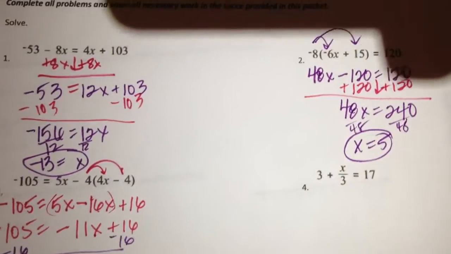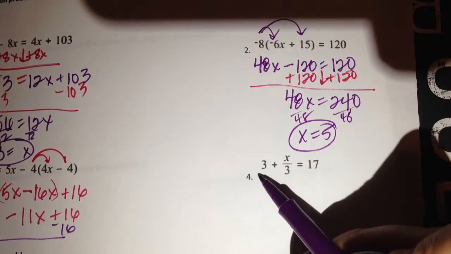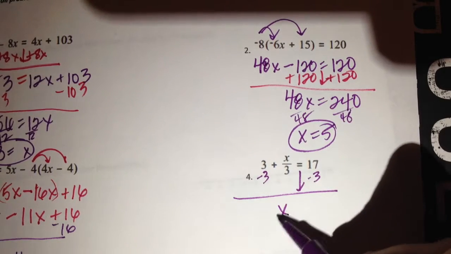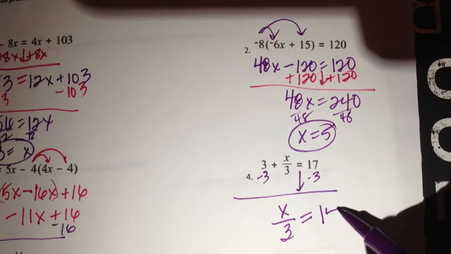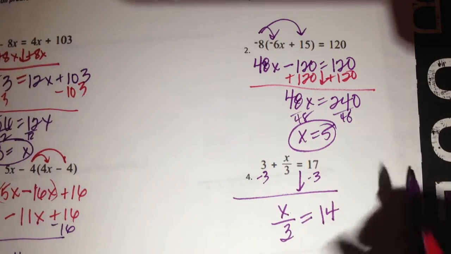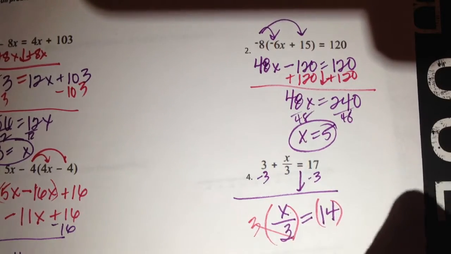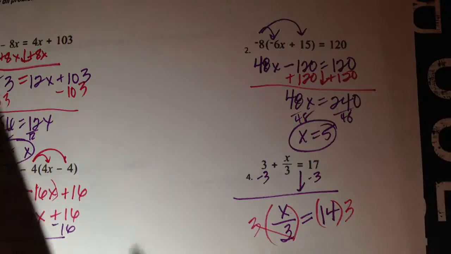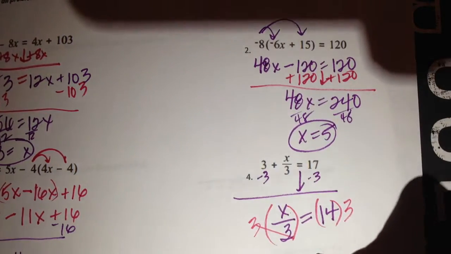Moving on to number 4. For problem number 4, the first thing that I need to do is subtract 3 from both sides. I need to get that out of there so I can deal with x divided by 3 equals 14. What number divided by 3 is 14? I'm going to undo that divide by 3 by multiplying both sides by 3. X is then going to be equal to 14 times 3, which is going to give me 42.